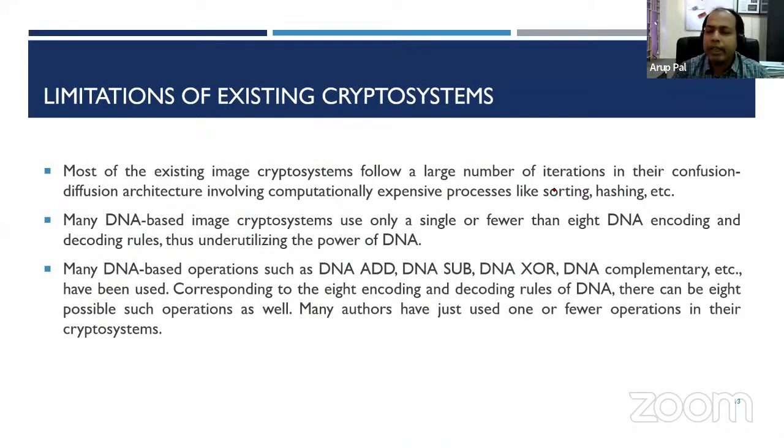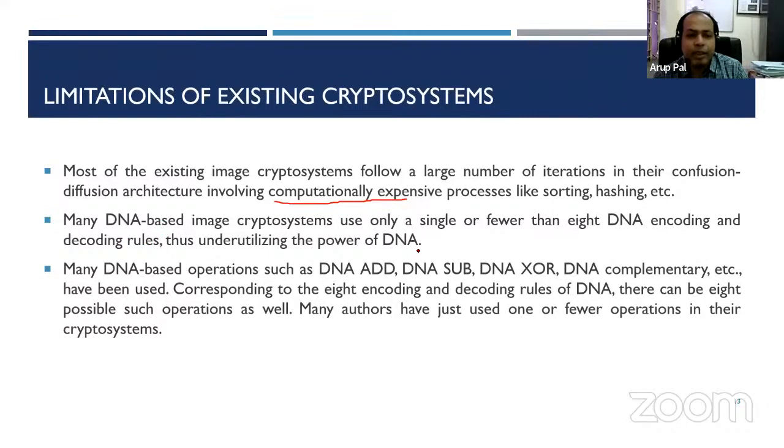Now, what is the limitation of the existing crypto systems? Most of the existing image crypto systems follow a large number of iterations. Like we have seen, we have to execute the confusion and diffusion process. If we execute confusion T1 times and diffusion T2 times, overall you have to perform T1 times T2 iterations. That involves a huge computational overhead.